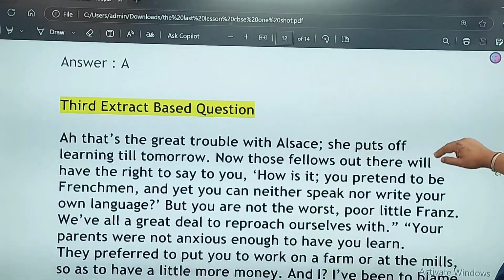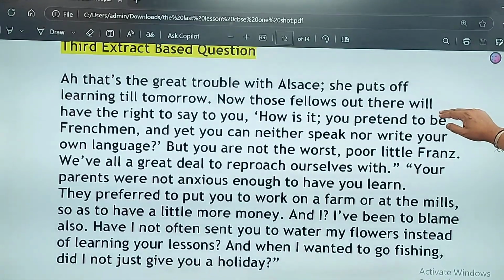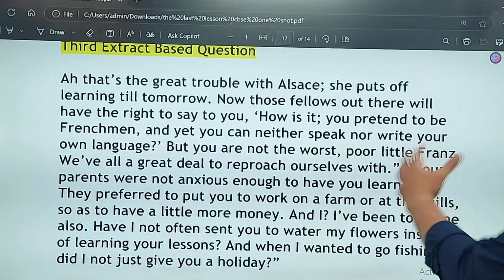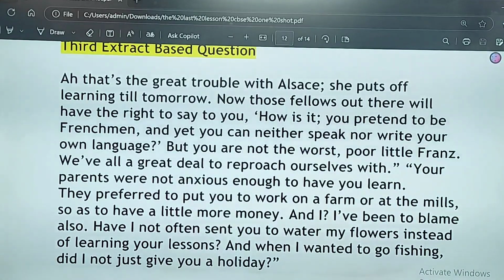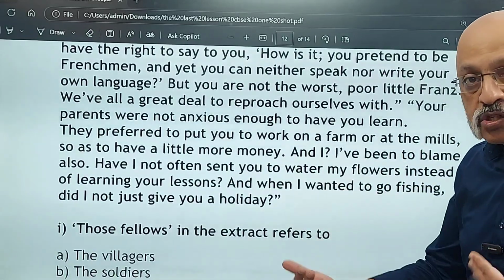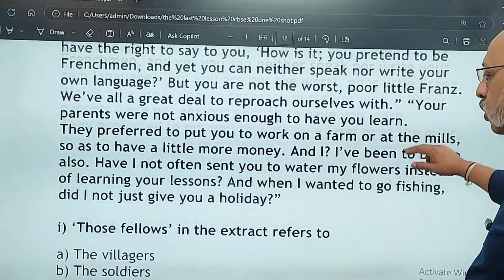Let's look at a third extract based question, which is why I said I'm trying to make it as thorough for you as possible by doing this revision test. Let's look at this particular passage. Please read it, and then I will ask you the questions that follow. Done. So he's talking about what he did while he was teaching them, that both the parents, the students, and he himself on occasions were not serious.